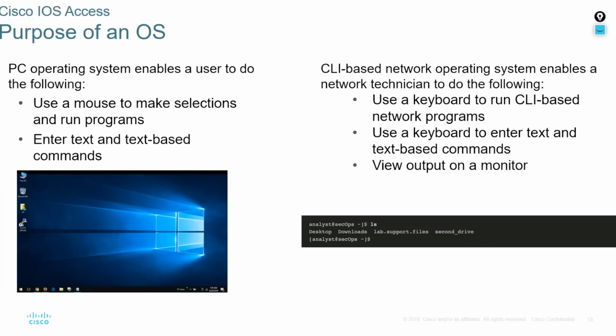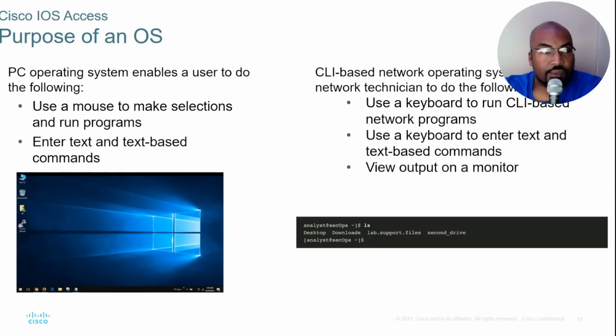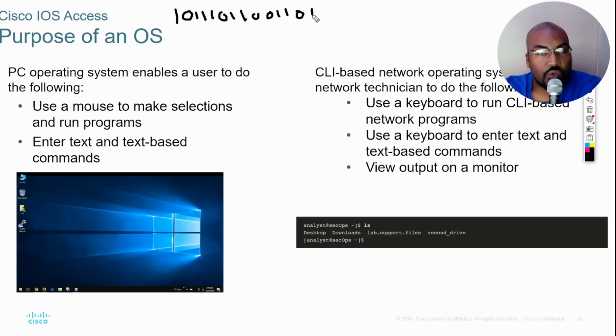So I'm going to put a little graphic up here, okay, and we're going to get more in depth with the command line and the GUI. I want to put a little graphic up here, and I want you to tell me, what is this right here? What does this represent? These are random ones and zeros. What do you think this is? Put a question mark there. What do you think that is?